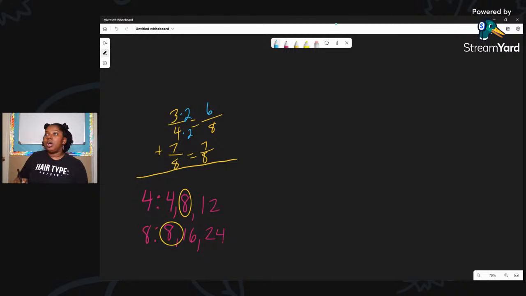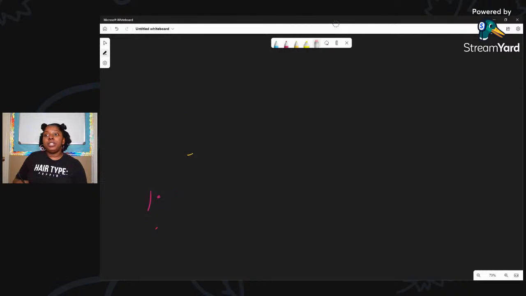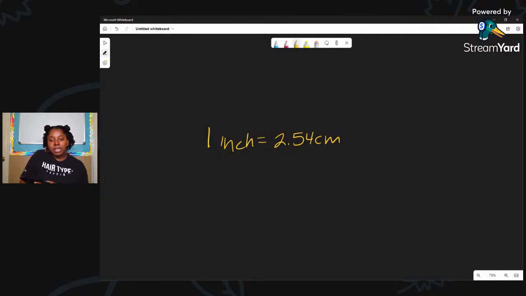Okay. So the biggest thing you have to know is that 1 inch is 2.54 centimeters. So I'm going to move myself over here. Okay. So 1 inch equals 2.54 centimeters. It's just something you have to commit to memory. Some teachers are nice and give you a little reference sheet, but if you don't have that, it would be great to memorize.